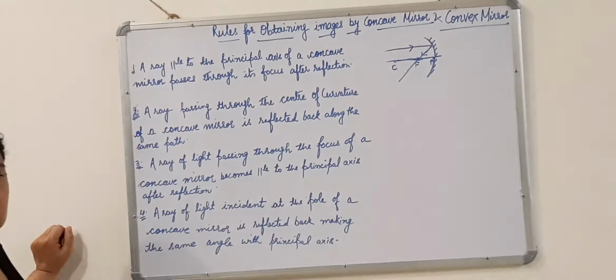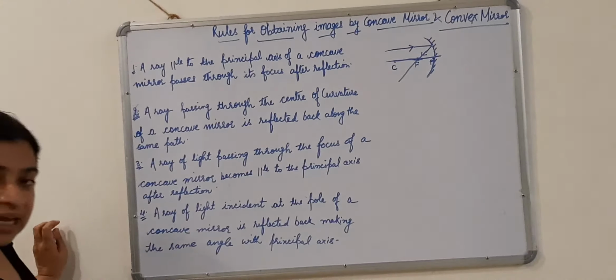This is the first law. If while drawing the ray diagrams you draw a ray which is parallel to the principal axis of a concave mirror, after reflection you have to keep its position in such a way that it passes through the focus of the concave mirror. This is our first rule.